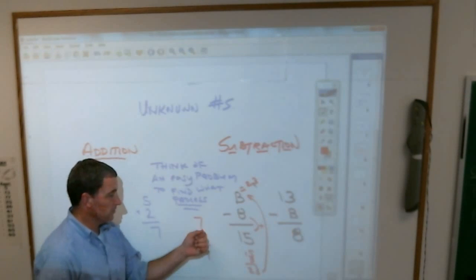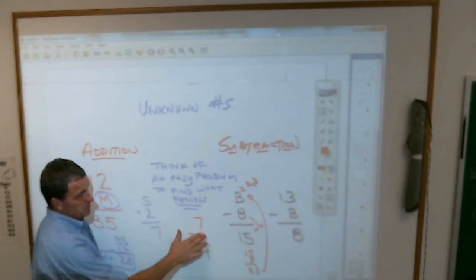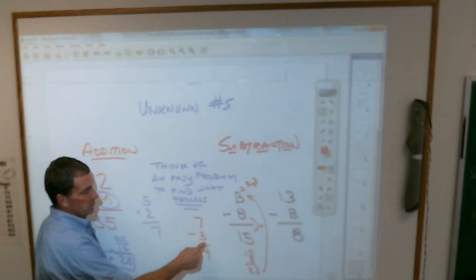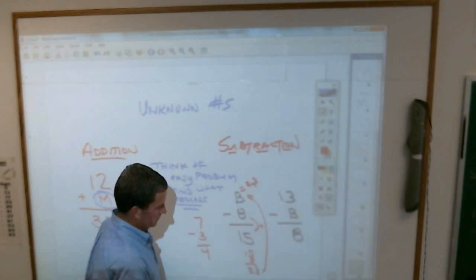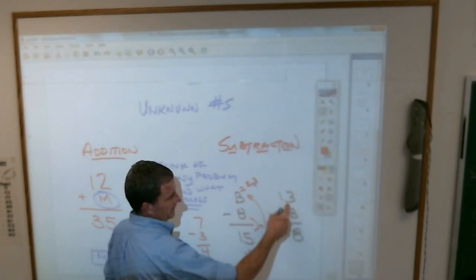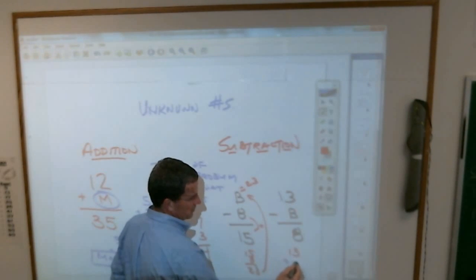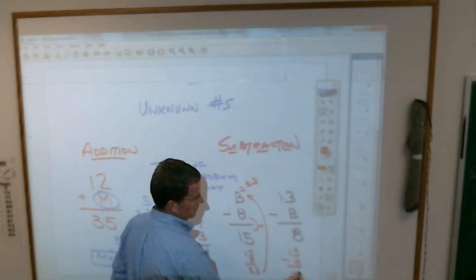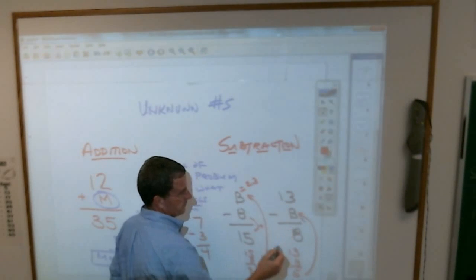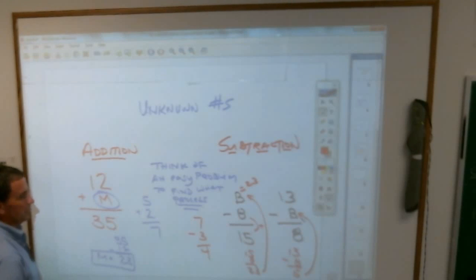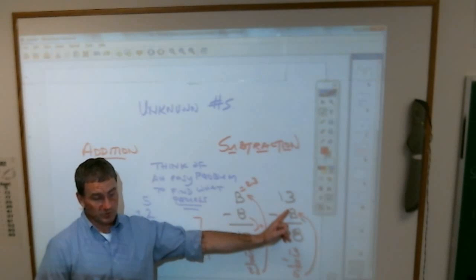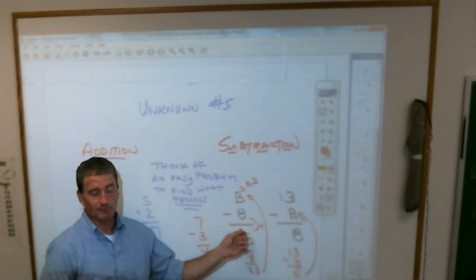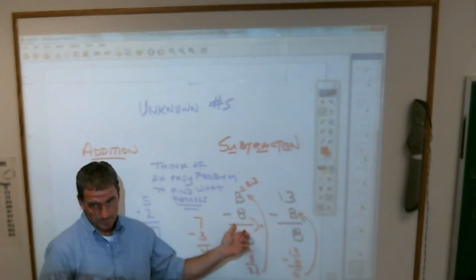If I'm missing the middle number in a subtraction problem, if I was missing this 3, what do I do with 7 and 4 to get 3? Tyler? You would subtract. You would take 13 and subtract 8, and your answer would be 5 for the letter B. And I can tell you on quizzes, some of you are not going to do this, and you'll write 21 for this one, which doesn't make any sense, or maybe you'll write 7 for this one, which doesn't make any sense.